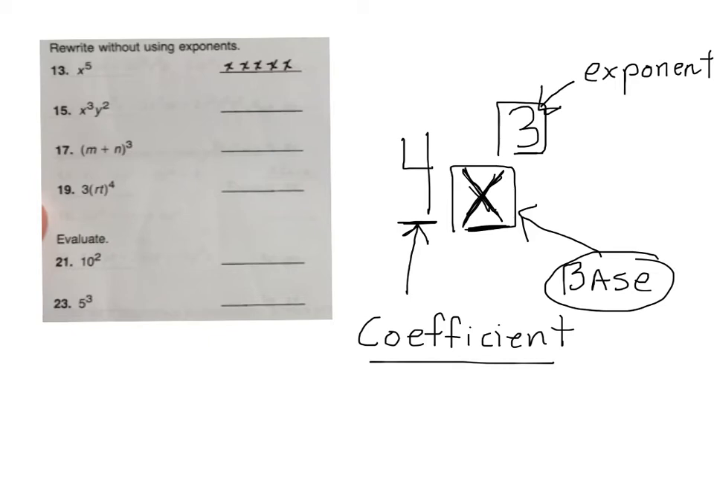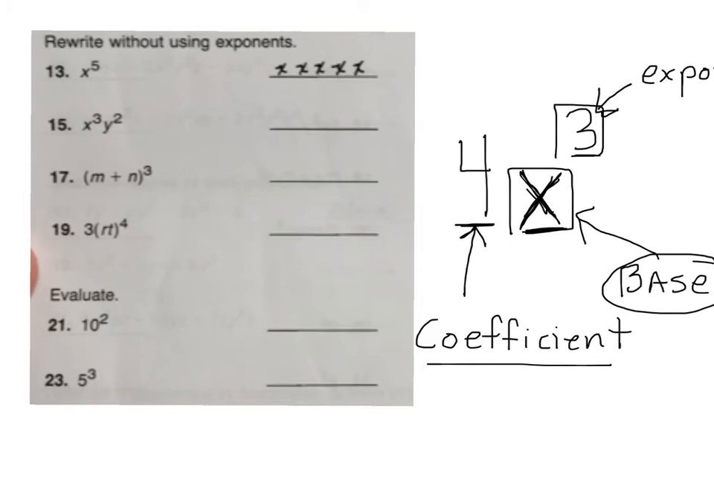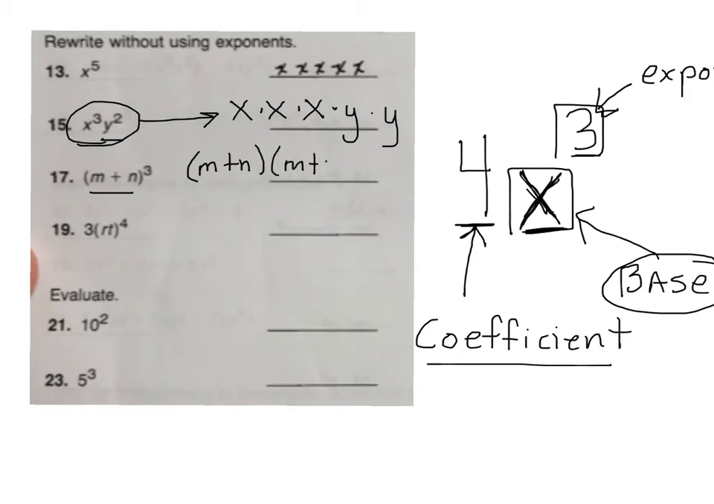Now, in number 15, you can see that x is being raised to what power? To the third, and y is to the second, so that's going to be x times x times x. Now, why did I write 3 of them? Because it's cubed, say cubed. And then I've got y squared, which is y times y. And so I wrote this expression here without what? Without exponents. Now here I have m plus n cubed, so I can write that as m plus n times m plus n times m plus n.